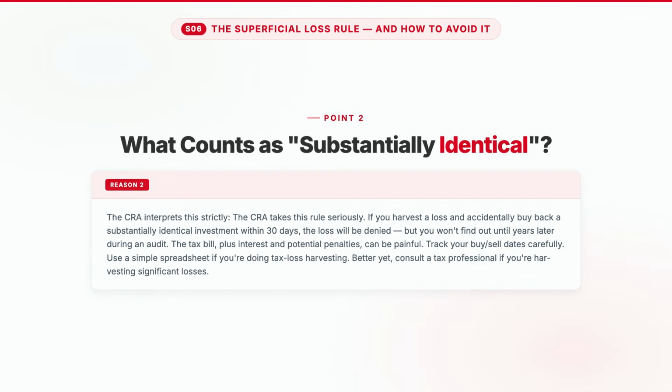The CRA interprets this strictly. The CRA takes this rule seriously. If you harvest a loss and accidentally buy back a substantially identical investment within 30 days, the loss will be denied, but you won't find out until years later during an audit. The tax bill, plus interest and potential penalties, can be painful. Track your buy-sell dates carefully. Use a simple spreadsheet if you're doing tax loss harvesting. Better yet, consult a tax professional if you're harvesting significant losses.